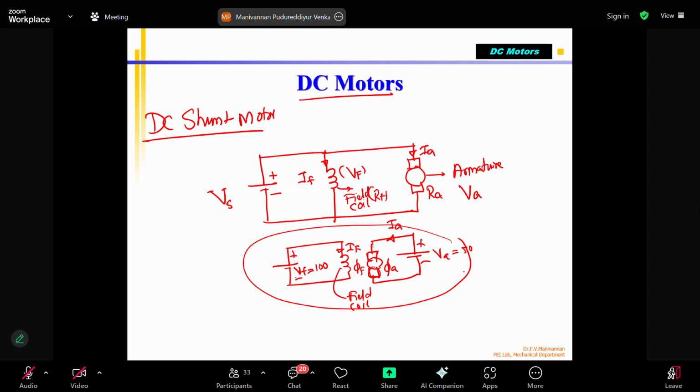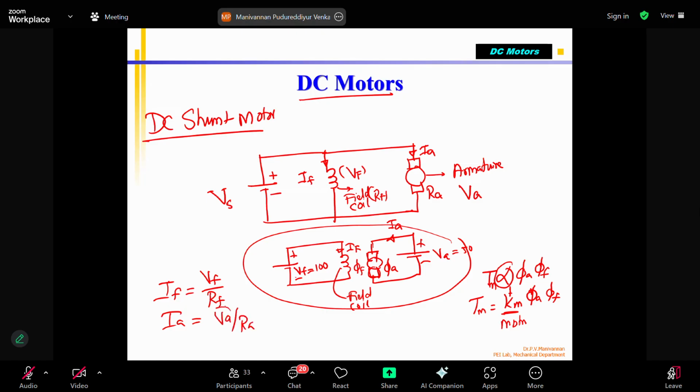But finally, what is the torque produced? Torque is proportional to phi A and phi F in a DC motor. The motor torque TM equals Km multiplied by phi A into phi F, where Km, this proportionality constant, is called the motor constant. Because I can have different currents, we know that IF is proportional to VF divided by RF, and IA is equal to VA divided by RA.